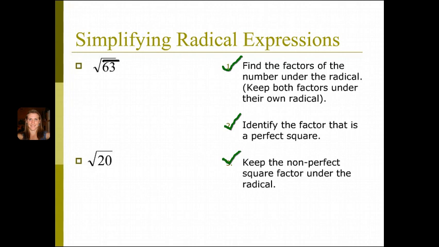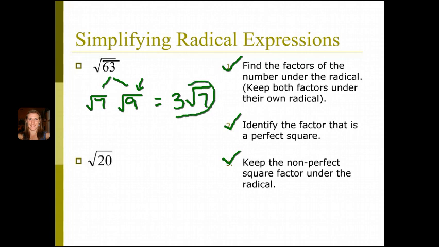So there are many factors of 63. However, the factors that we are looking for are 7 and 9. Once you've gotten that, you need to put them both under their own radical sign. Well, 9 is a perfect square. The square root of 9 is 3. However, the square root of 7 is not a perfect square, so we're going to just keep that under its radical and multiply it by the 3. So your final answer is 3 times the square root of 7.